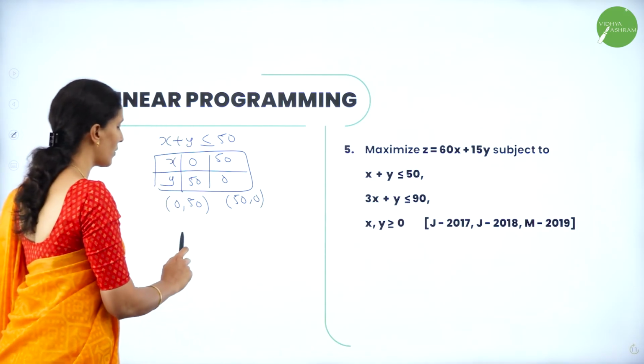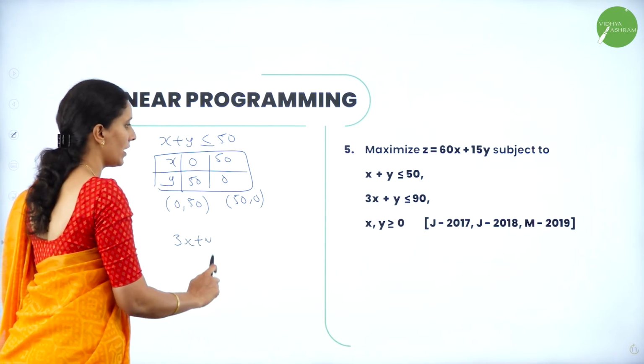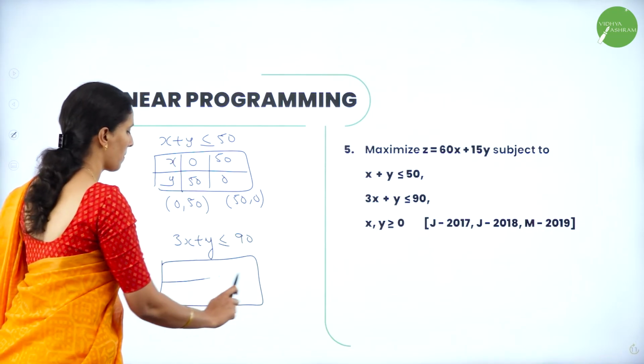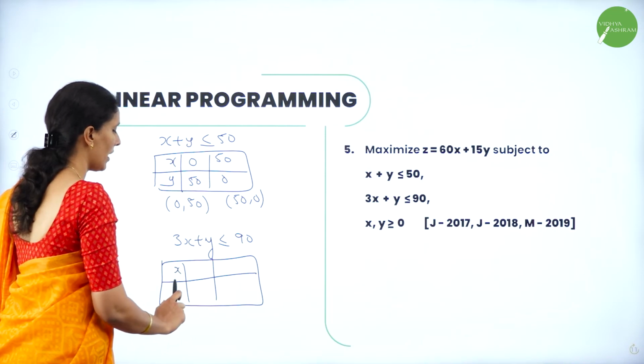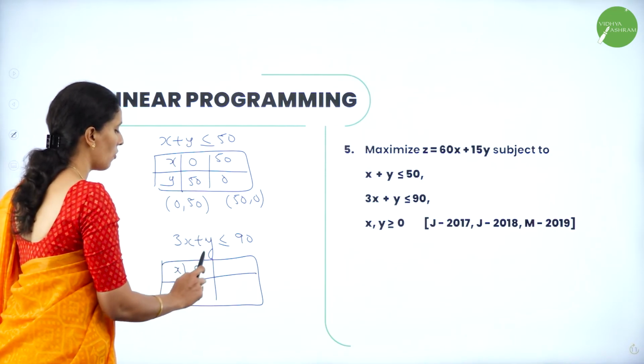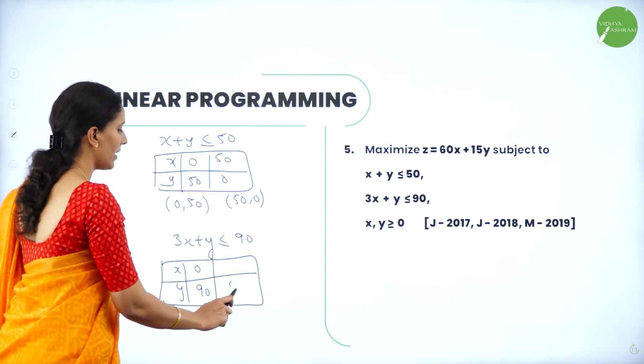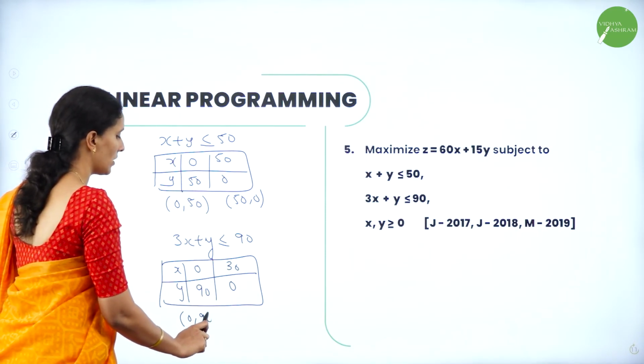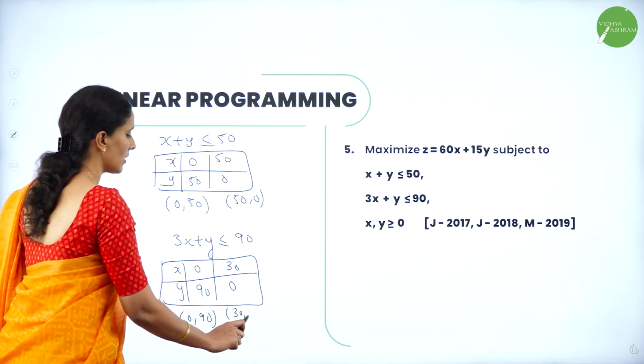Next take the next equation. We have 3x plus y less than or equal to 90. Take the solution here. So we have x and y. If x is 0, y is 90. If y is 0, x is 30. So the points are 0, 90 and 30, 0.